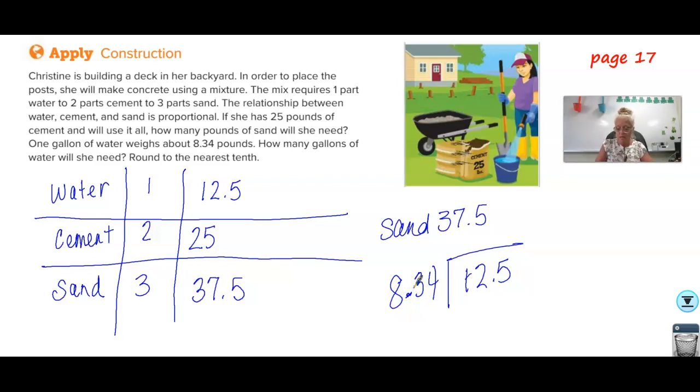Turn on my calculator. I want to know 12.5 divided by 8.34. Rounded to the nearest tenth, that is 1.5. So for water, we need 1.5 gallons. I told you that was kind of a tricky, convoluted little problem. It was not the easiest problem on the planet, but like I said, I'm not going to assign something like that to you.